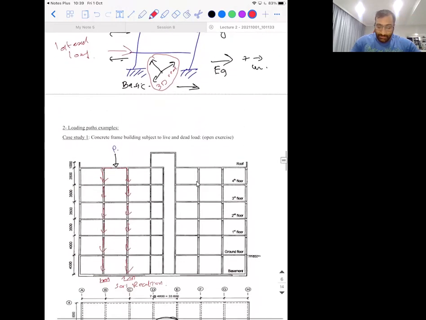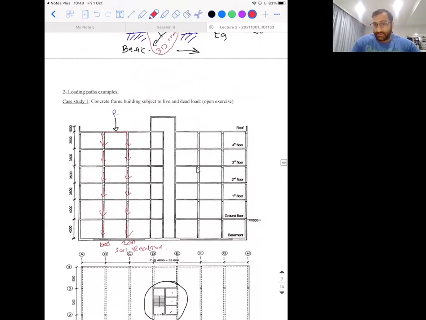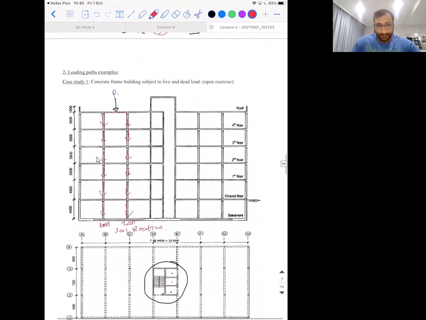So now we're going to talk about the second topic of this lecture, which is loading paths. We have a case study here: a concrete frame building subject to live and dead load. Open exercise. Usually this will become very interactive, but I'm going to ask all the questions and try to answer as much as possible. This is very uniform. We have a uniform load acting here.